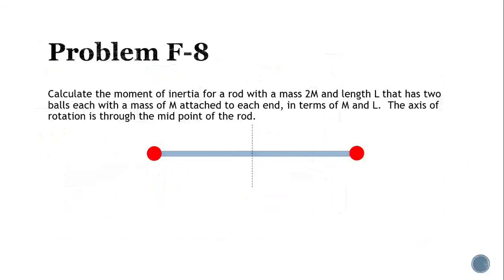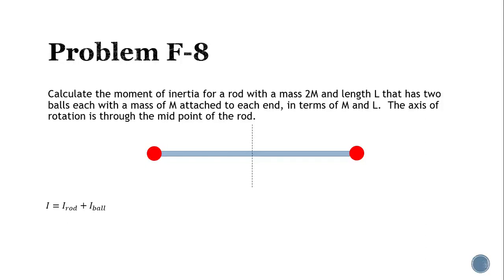So let's look at a quick problem dealing with the moment of inertia of an object. Here we have a rod, and the rod has a mass of 2m and a length L. It has 2 balls glued to each end of the rod, each with a mass m. I want to determine, in terms of m and L, what is the moment of inertia of this rod. The axis of rotation is through the midpoint of the rod. In order to calculate the moment of inertia, I would calculate the moment of inertia of the rod and add the moment of inertia of the 2 balls. That'd be the total moment of inertia of the system.